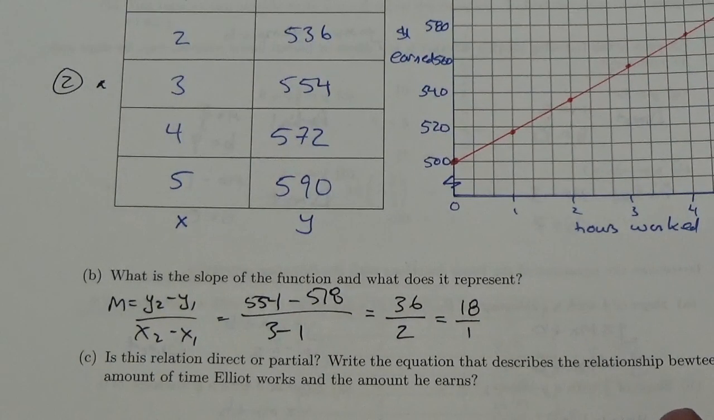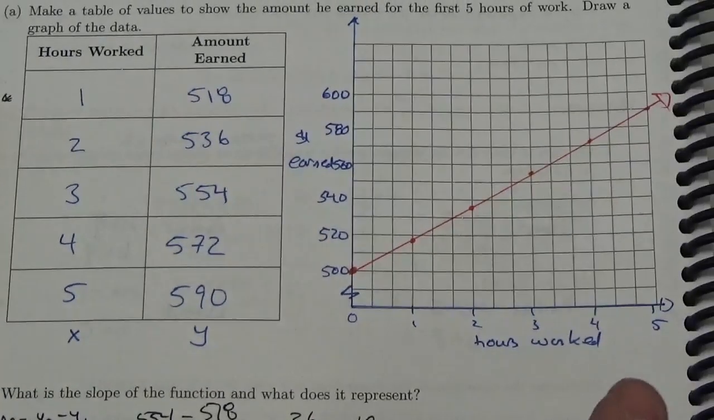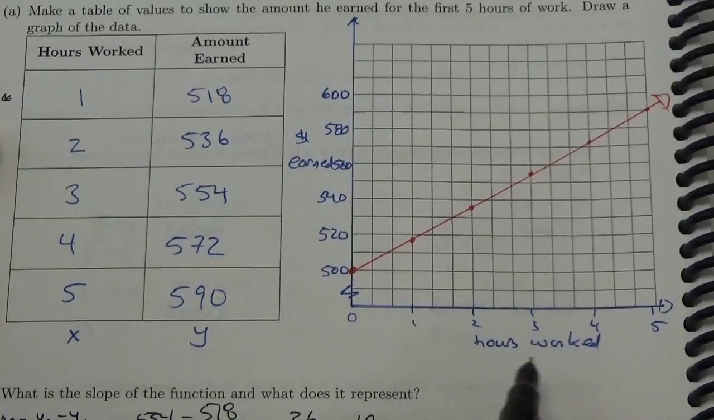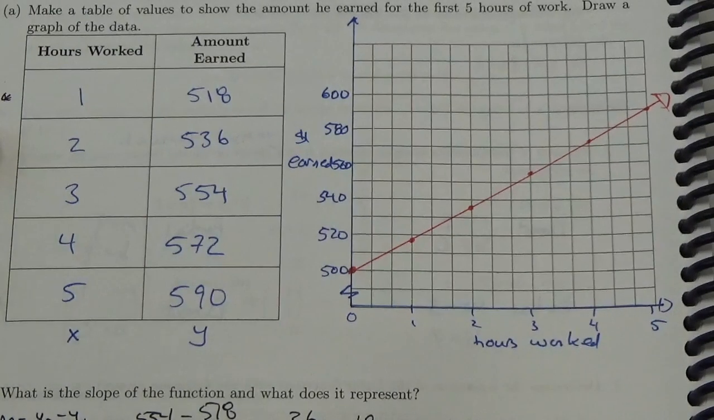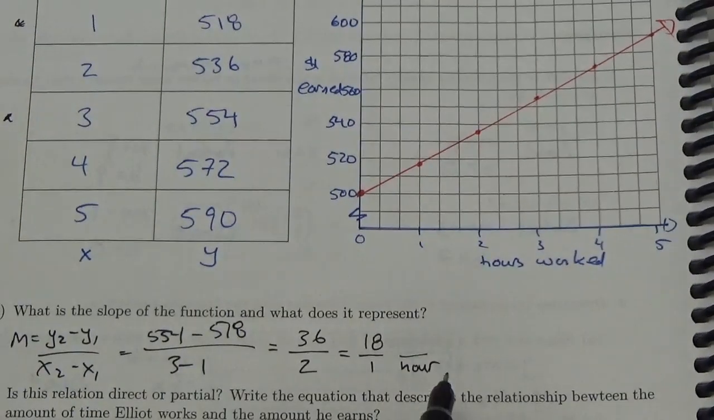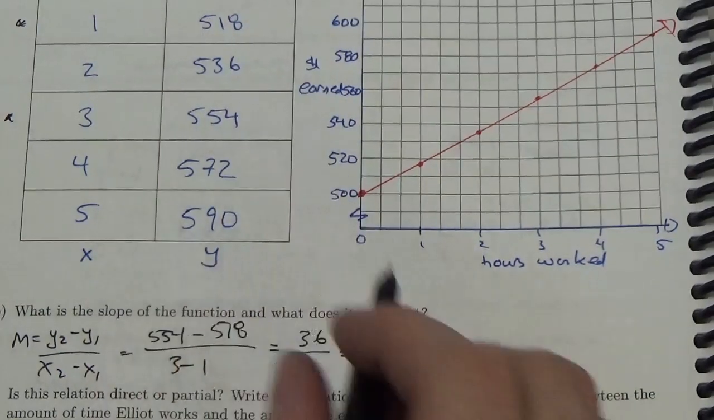Now, what does it represent? Well, let's look at our units here. The units horizontally are going to be hours, so down here it's going to be per hour. Oh, see, I did it again, per hour. The units here vertically are dollars.